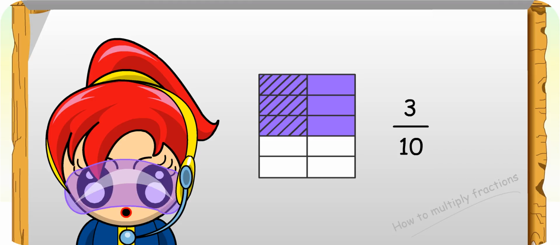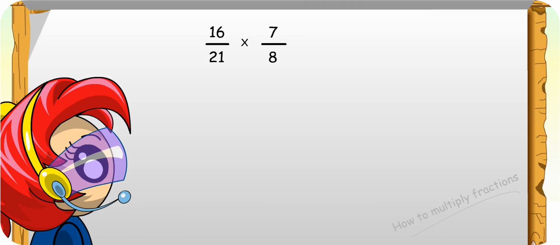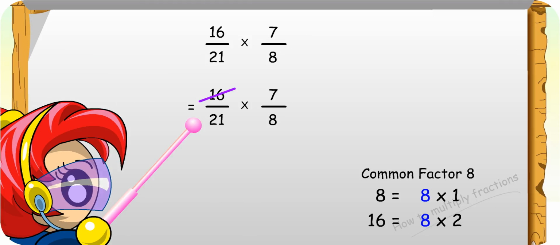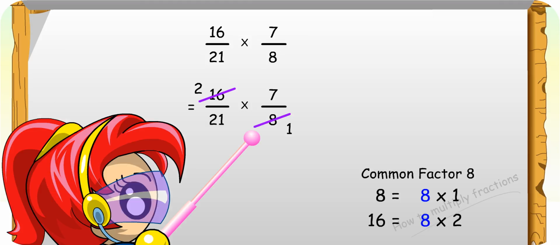Now that you have understood what it is about, can you multiply 16 over 21 times 7/8? Let me see. Firstly, I simplify the fractions by dividing the numerators and the denominators of both fractions by a common factor. The common factor of 16 and 8 is 8. When I divide the numerator 16 by 8, I get 2. And when I divide the denominator 8 by 8, I get 1.